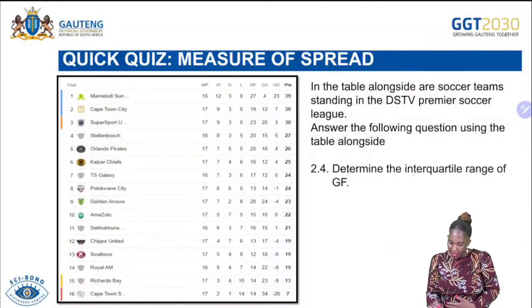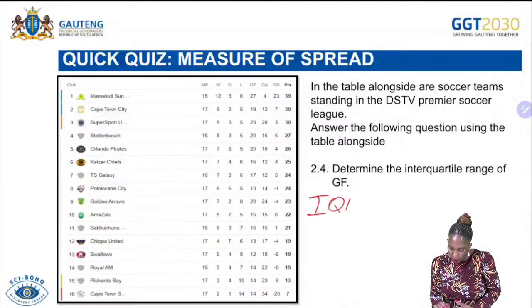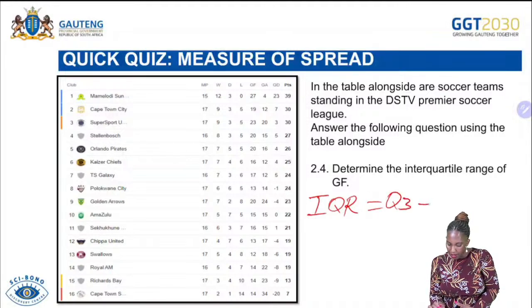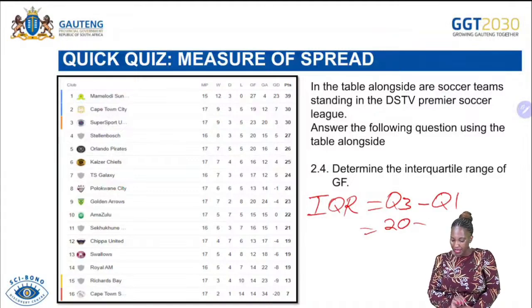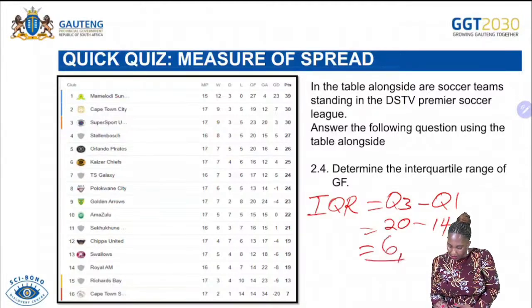Now it says determine the interquartile range, IQR. Remember our Q3 minus Q1, that is the interquartile range. So the Q3, we said it was what? 20. We have calculated the Q3 on the previous slide. And on the slide before, we calculated our lower quartile, which was 14. And then we say quickly 20 minus 14. And then the answer is 6.